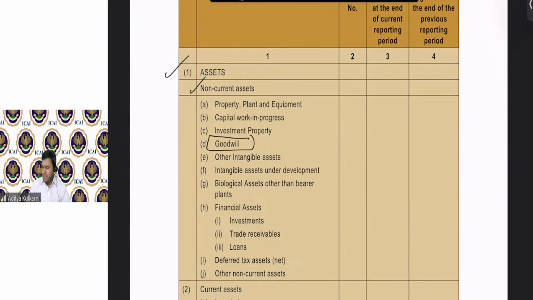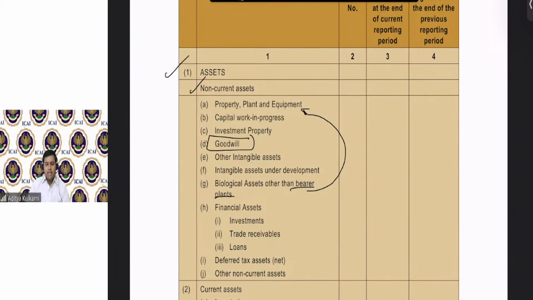Other intangible assets, intangible assets under development, biological assets other than bearer plants. So where do bearer plants go? Bearer plants will go under property, plant and equipment. It is covered under Ind AS 16 also. So that is why other than bearer plants is written here.